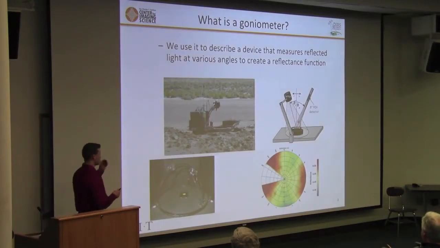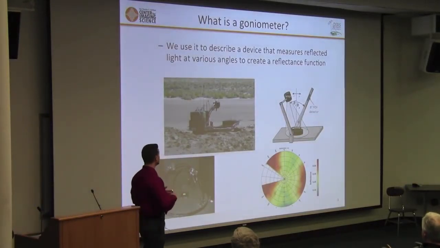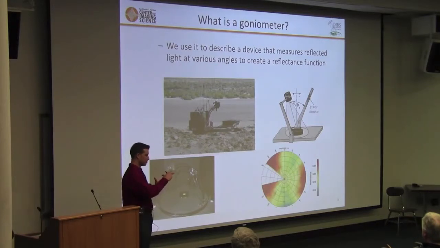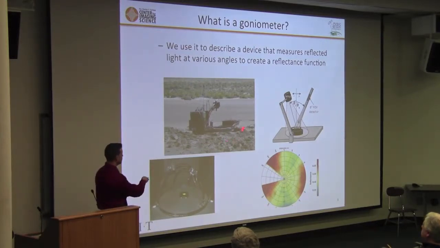So what is a goniometer? Well, it's a term that we use to describe a device that measures reflected light at various angles with the goal of creating a reflectance function. So essentially what we're trying to do is measure the reflected light at every point over a hemisphere over the top of a certain target. So there's various ways of doing that. You see our current grid here doing it in pretty rough conditions.